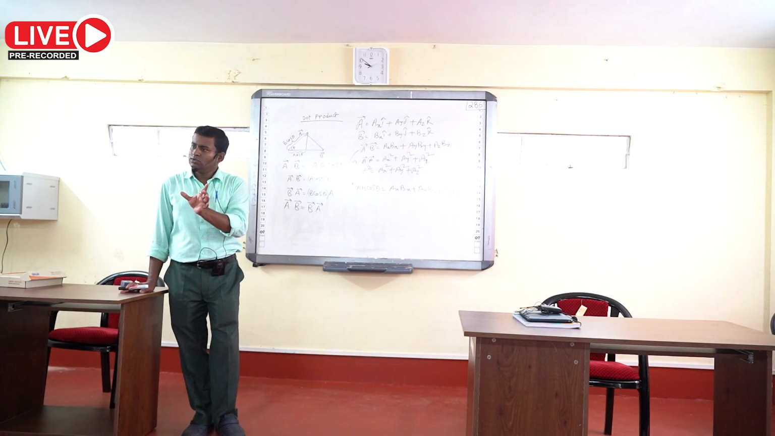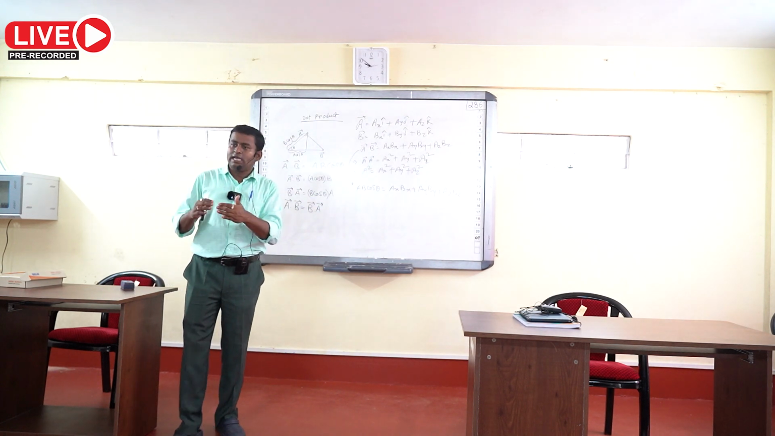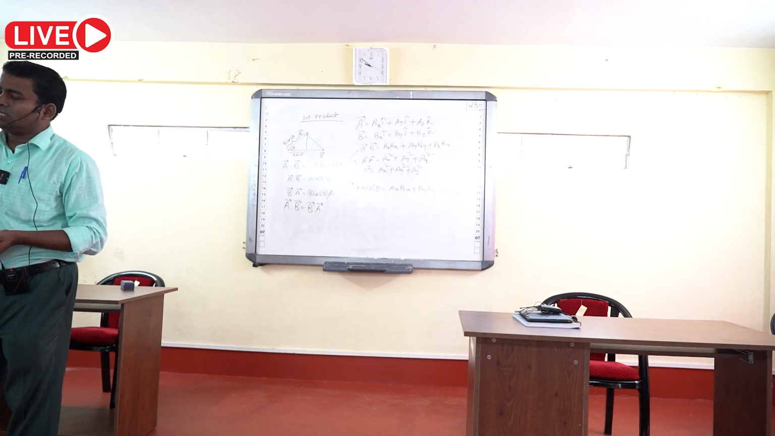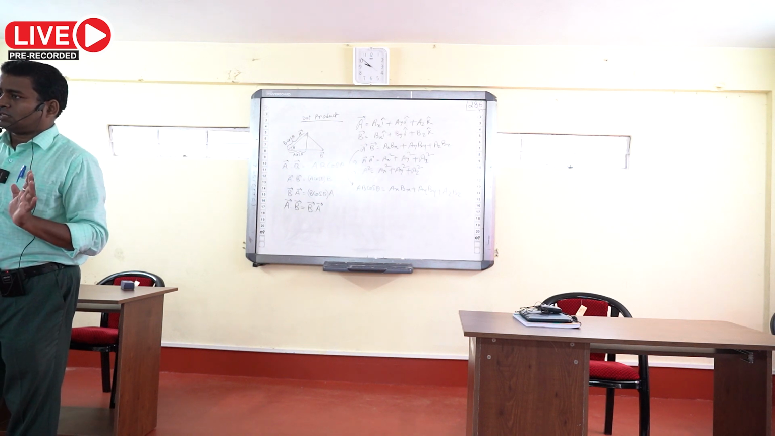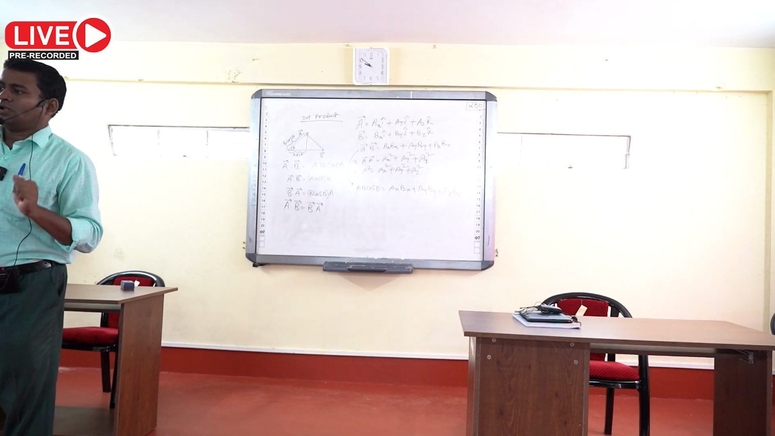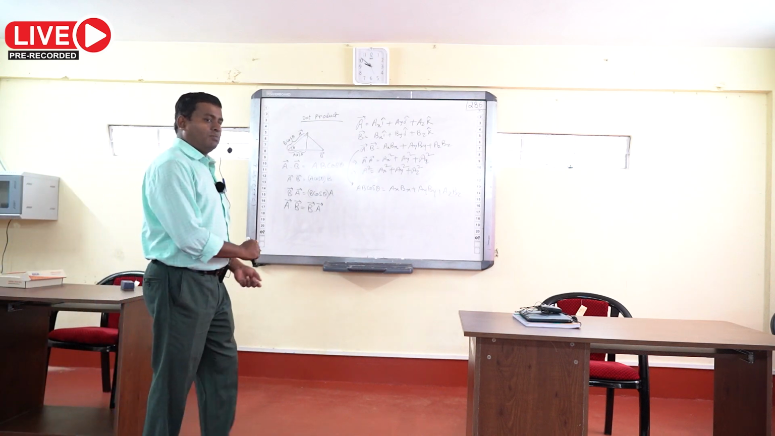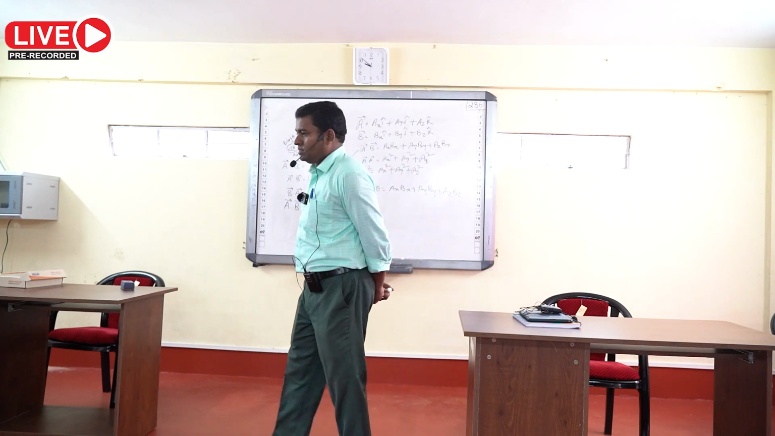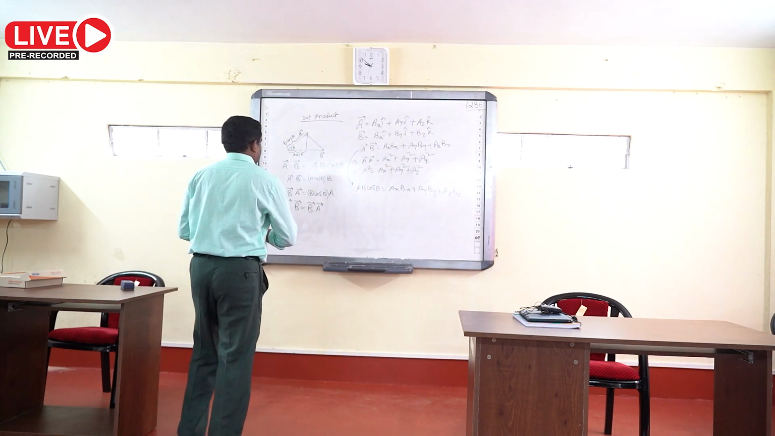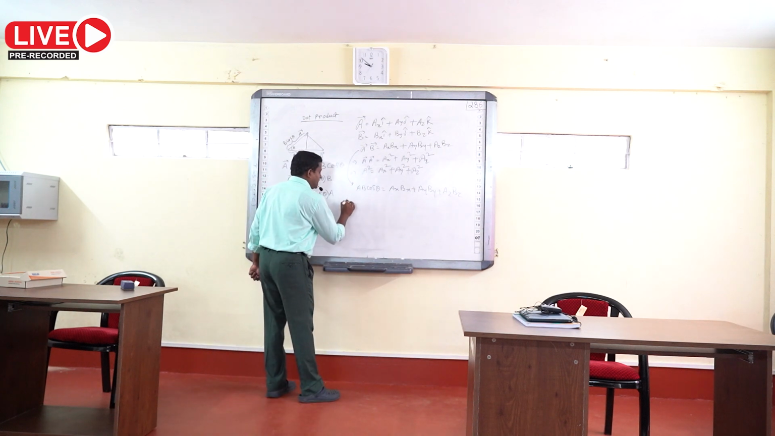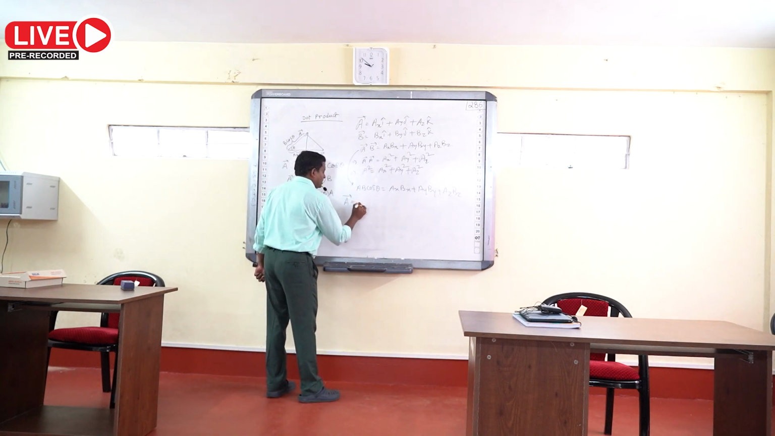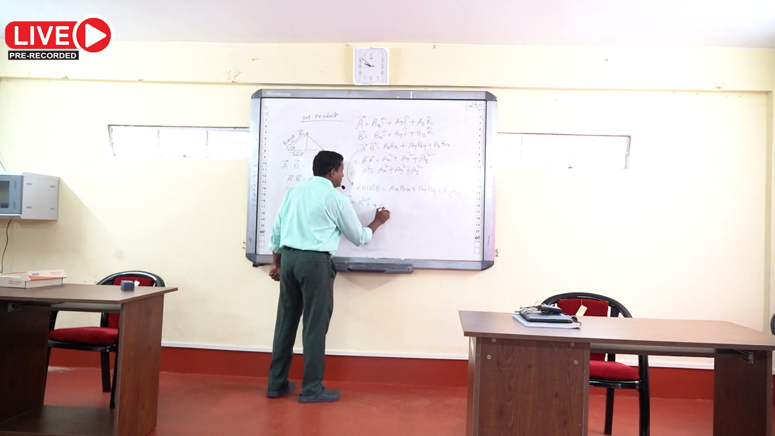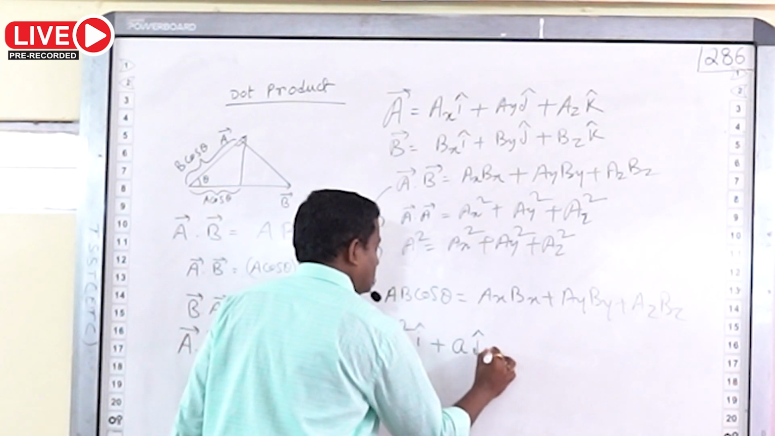So whenever two vectors are given in component form and you are asked to calculate the angle between the vectors, you have to use the dot product. Clear? Now we will discuss one problem. Write down. Vector A is given as a square i cap plus a j cap minus k cap.